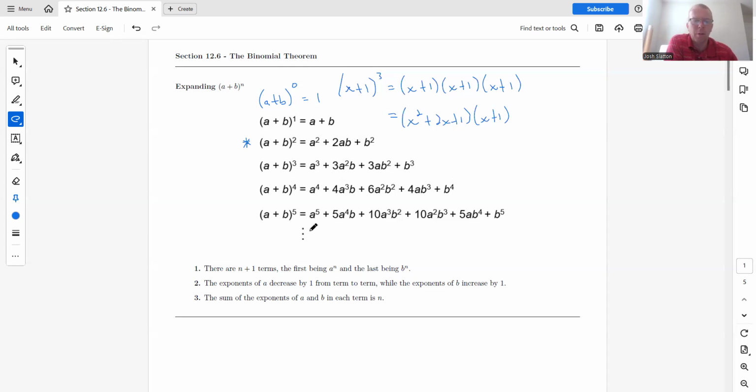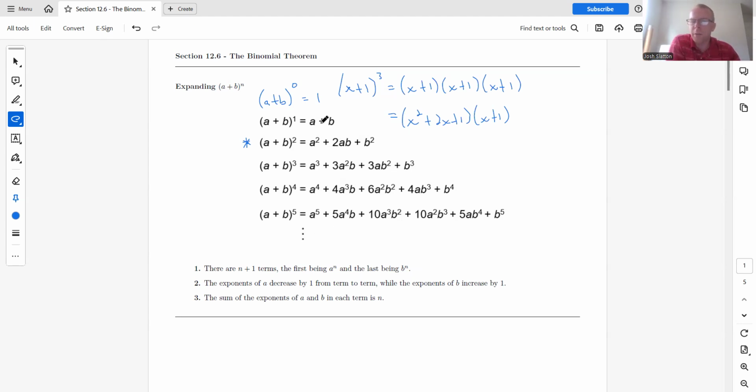We don't need to read through all this, but let's notice a couple of patterns here. The first is whatever the exponent is, there is one more term in the expansion than the exponent. So when the exponent is 1, we have 2 terms. When the exponent is 2, we have 3 terms, and so on. So we always have one more term than what the exponent is.